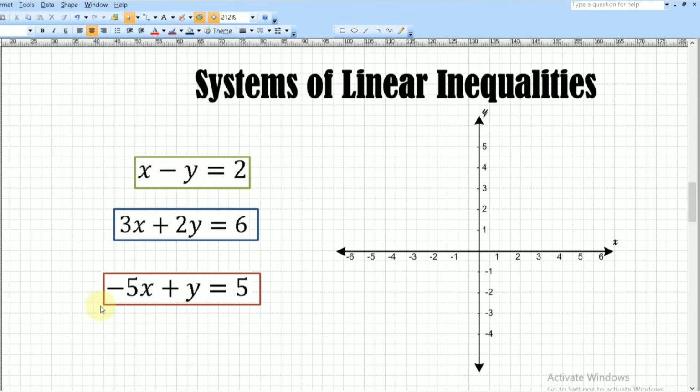For this one, I will use the x-intercept and y-intercept technique. For the first equation, the x-intercept will be 2 and the y-intercept will be negative 2. So this is the straight line of the first equation, the green one.